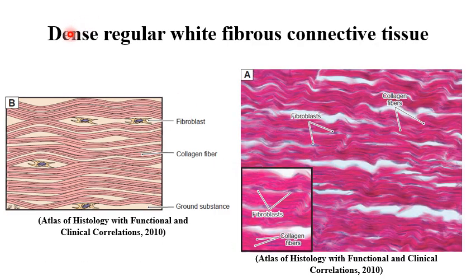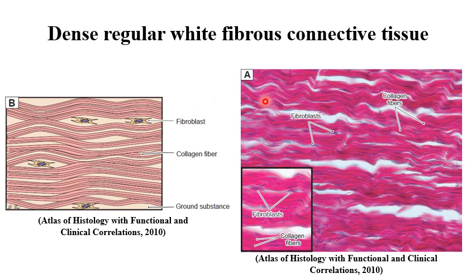Another type of dense white fibrous connective tissue is the dense regular white fibrous connective tissue. Thick bundles of collagen fibers are tightly packed and run parallel to each other. In between the bundles, we can see fibroblasts. These empty spaces represent the ground substance. Structures formed by this arrangement are strong and resistant to stress.